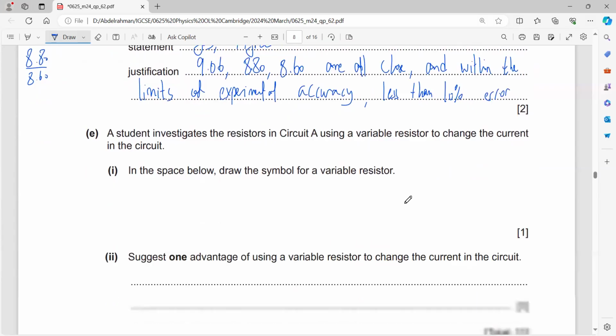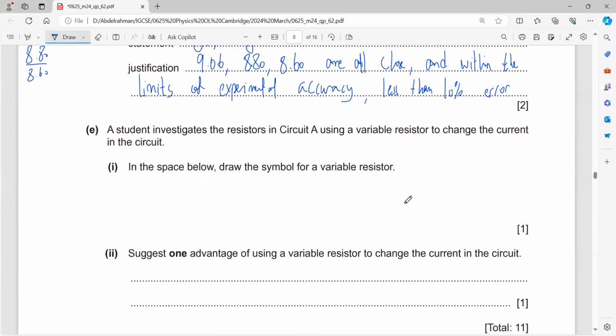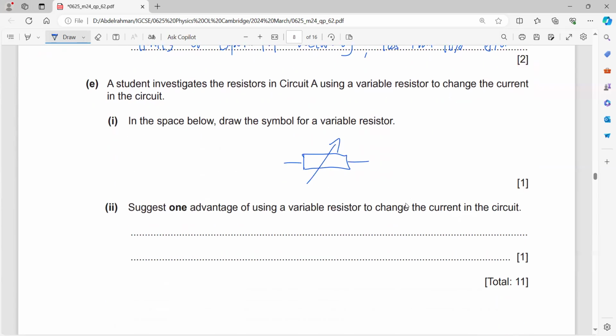Okay. Student investigates the resistors in circuit A using a variable resistor to change the current. Draw the symbol for a variable resistor. Okay, this is a variable resistor. Suggest one advantage of using a variable resistor. Why would using a variable resistor be an advantage? Because it can change the current to specific values. It's quite easy.